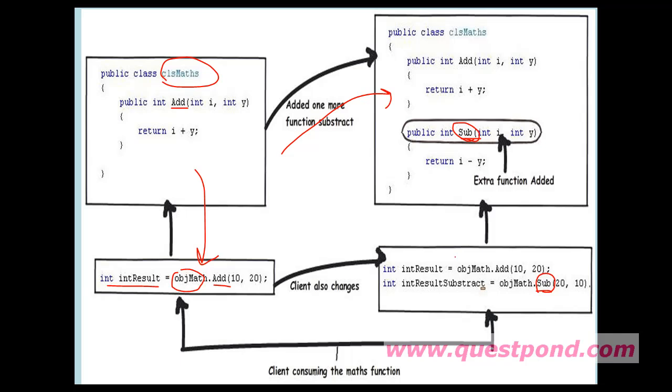So in other words, any changes in your business object, that is CLS maths, will lead to changes in your user interface code. So in other words, there is a heavy coupling between CLS maths, new functionalities added, and your user interface code. So how can we solve this problem?